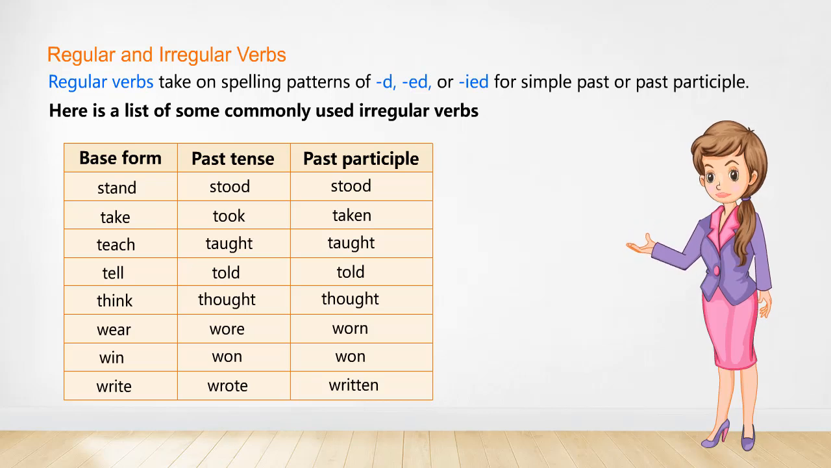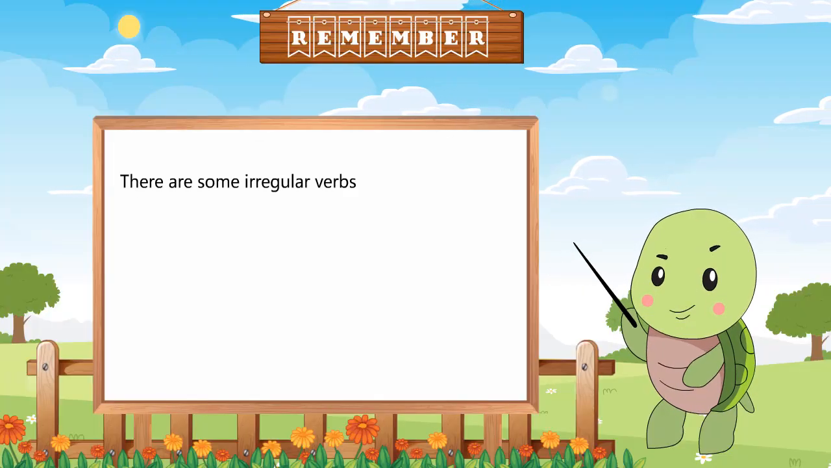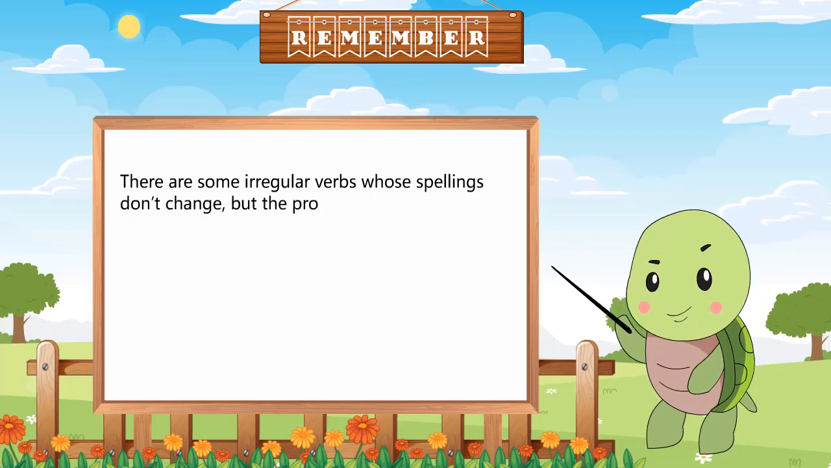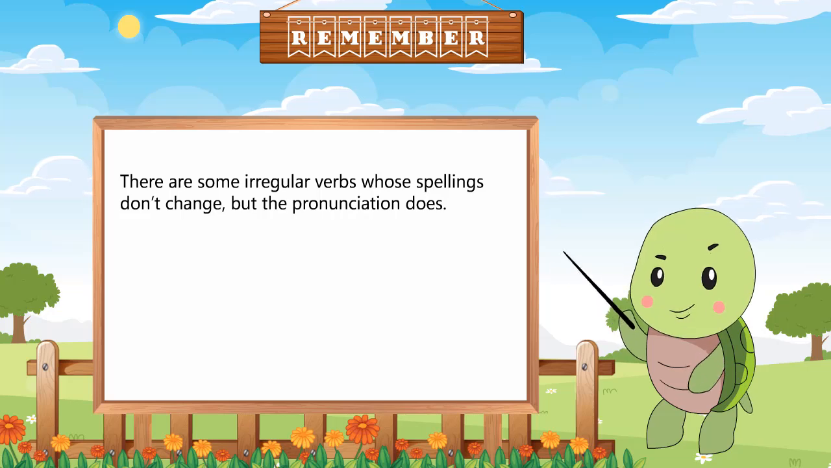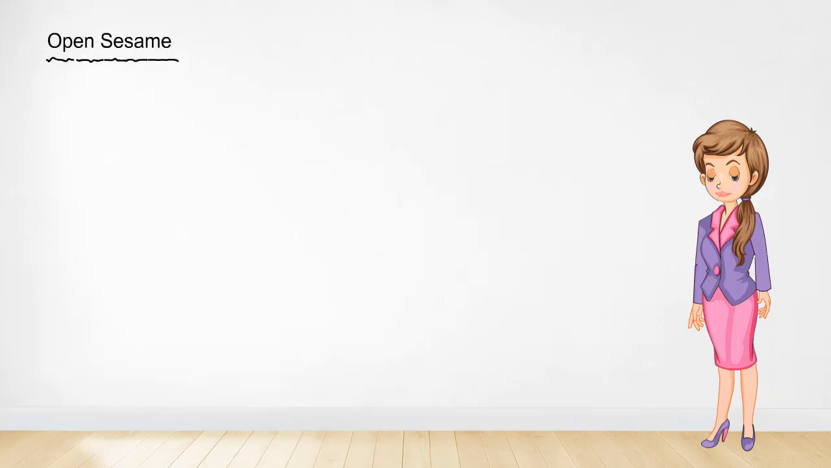Wear, wore, worn. Win, won, won. Write, wrote, written. Remember, there are some irregular verbs whose spellings don't change, but the pronunciation does. For example, read.